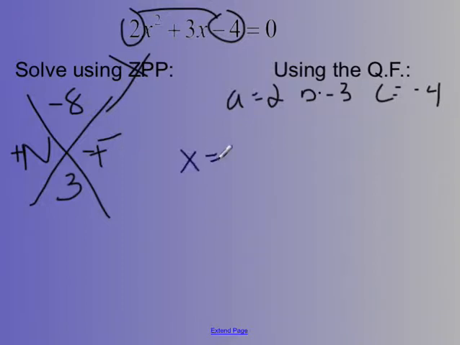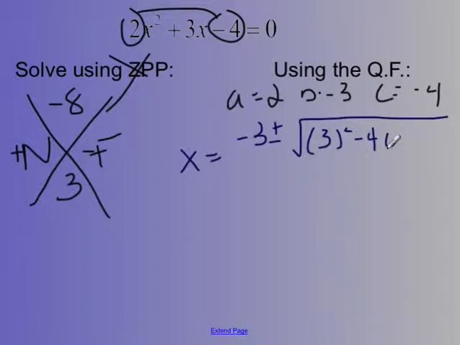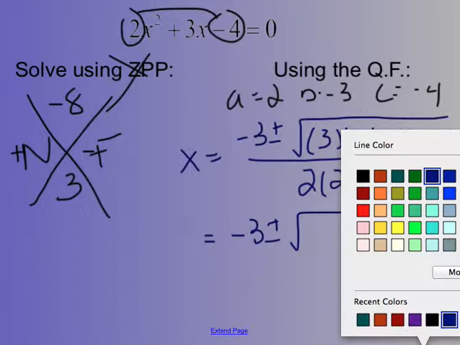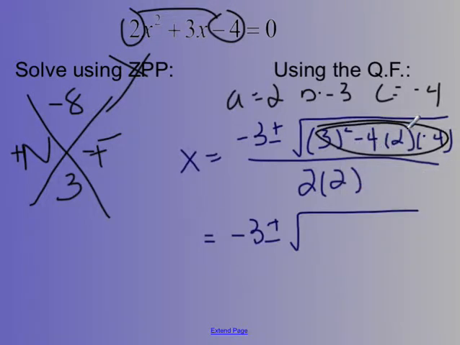So x is equal to the opposite of b, which is going to be -3, plus or minus the square root of b squared minus 4 times a times c all over 2 times a. So then we're going to get -3 plus or minus the square root. So now you want to simplify what's underneath here. You're going to plug that into your calculator: 3 squared minus 4 times 2 times -4. And that gives you 41 divided by 4.